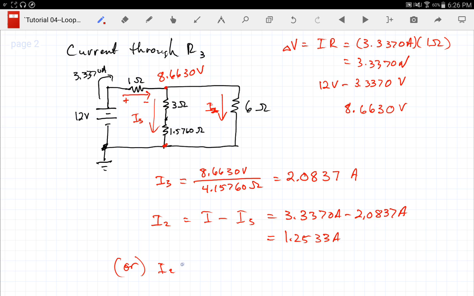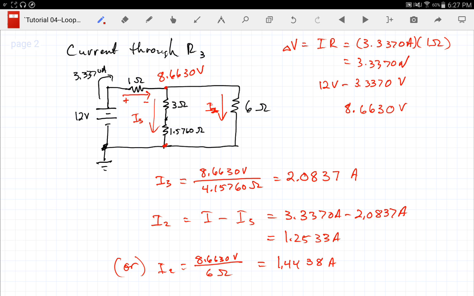Or I could have done I2 is equal to the voltage across I2, which is again 8.6630 volts, divided by that resistance of 6 ohms. And I'm just double checking. Uh-oh. And this is a sign that I made a mistake somewhere, because I don't get the same thing. I got 1.4438 amps. Okay, so now we can see I made a mistake.